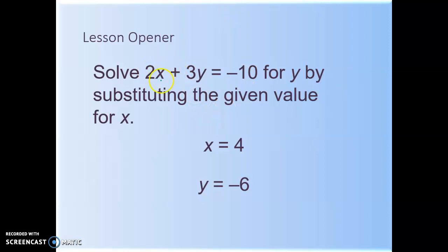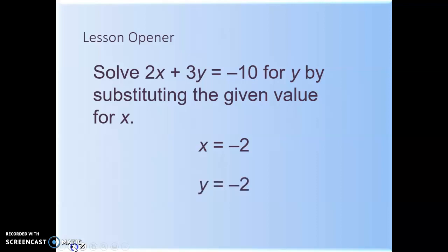We would get 2 times 4 equals 8 plus 3y equals negative 10. We would need to subtract 8 from both sides and get 3y equals negative 18. Divide both sides by 3 and we get that y equals negative 6. If you need help with that, make sure you see me for a review. What about when we solve this equation using the value of x equals negative 2? Try that one on your own. Plug and chug, and then resume this video and see if you get the correct answer.